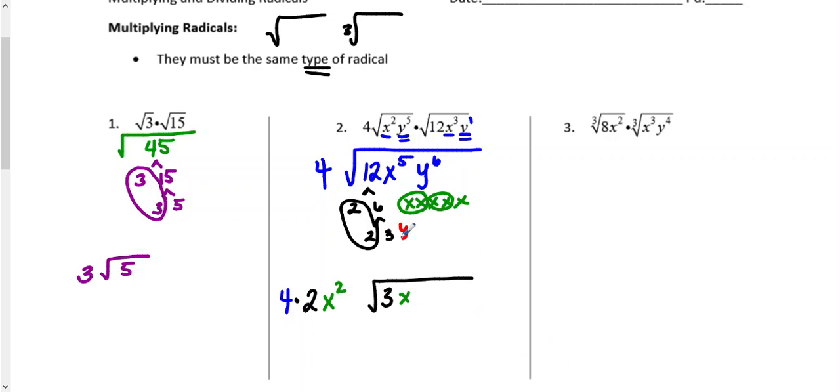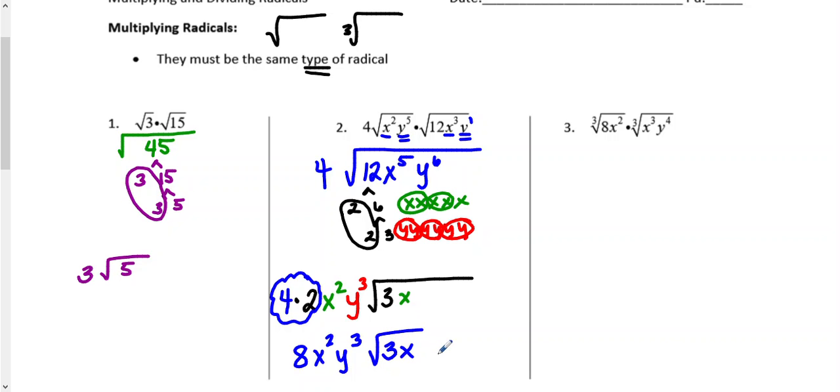Then we have 6 y's. So I'm going to draw 6 y's out. Square root means I need 2 of the same. So y's are coming out. How many groups? I have 3 groups. No y's need to stay underneath. Now, this is not my final answer because we have to multiply 4 times 2. So my final answer is 8 x squared y to the 3rd all times the square root of 3x.